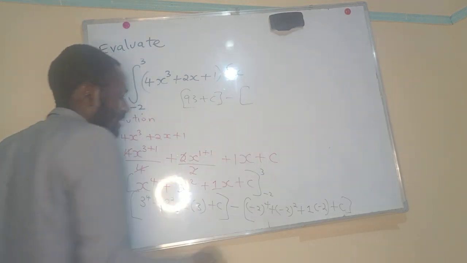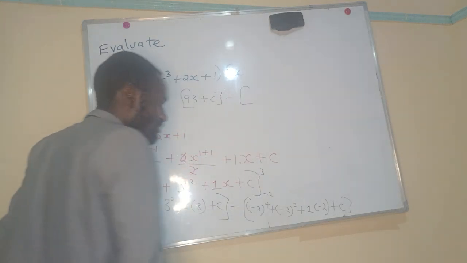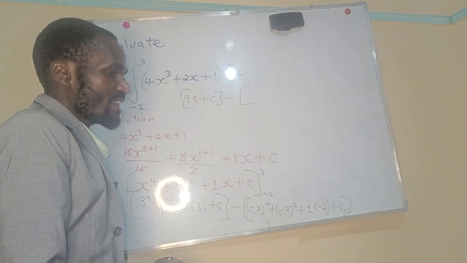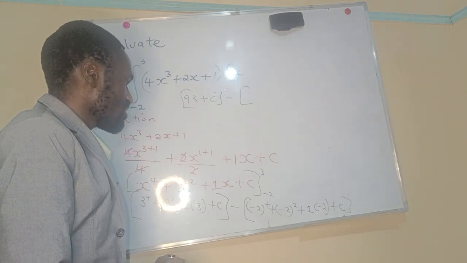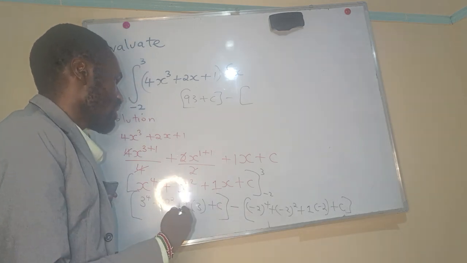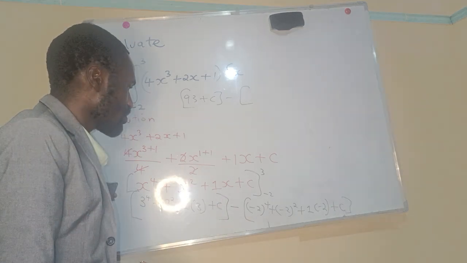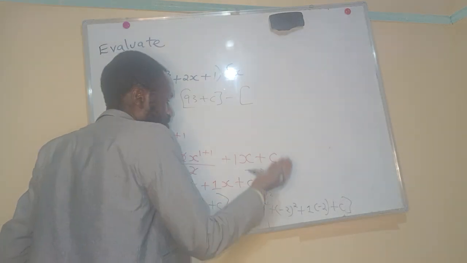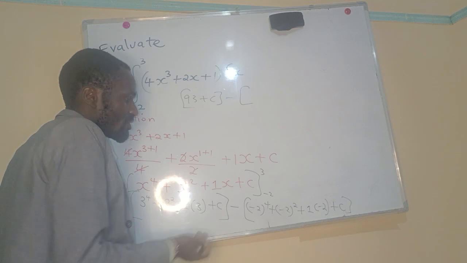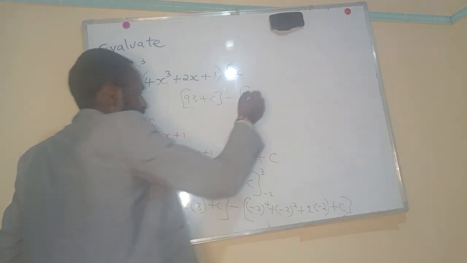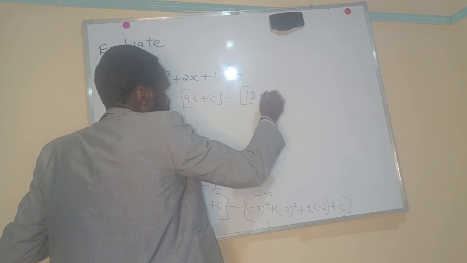Then we shall go to this other part. Negative 2 raised to 4. Whenever you raise any negative value to an even power, the answer must be positive. And when raised to an odd power, the answer must be negative. So negative 2 raised to 4, that is 16. So 16 plus negative 2 raised to 2, that is 4. So 16 plus 4, that is 20. 20 plus negative 2, that is 18. So we shall have 18 plus c.